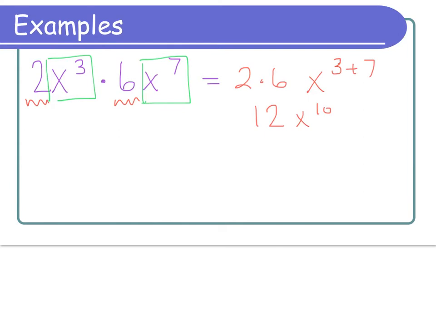Okay, let's try another one. What if we had 4x to the 0, y to the third, divided by y? That looks way more complicated. What did I do there?